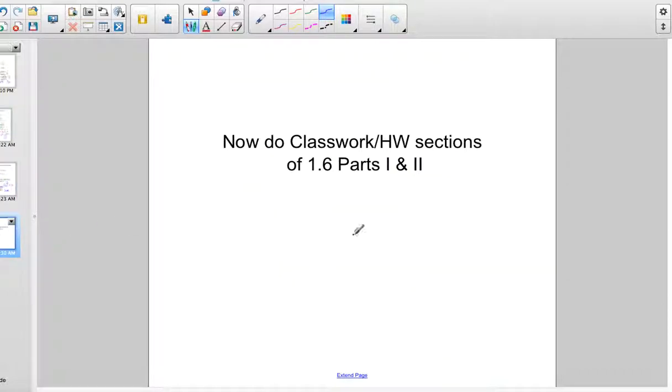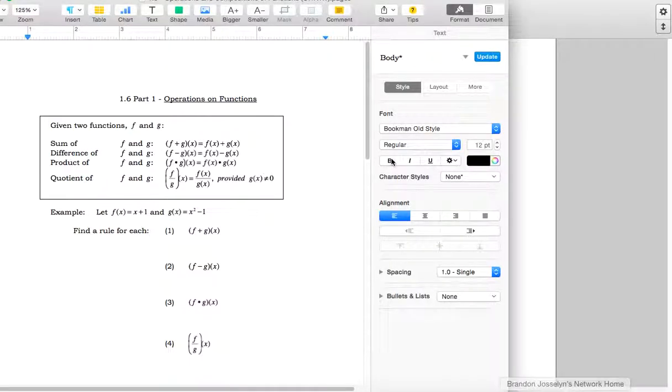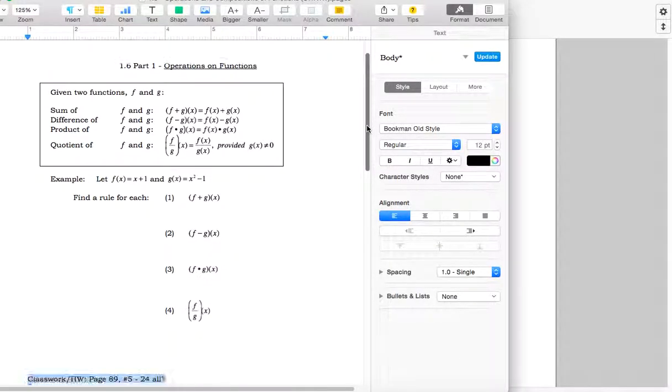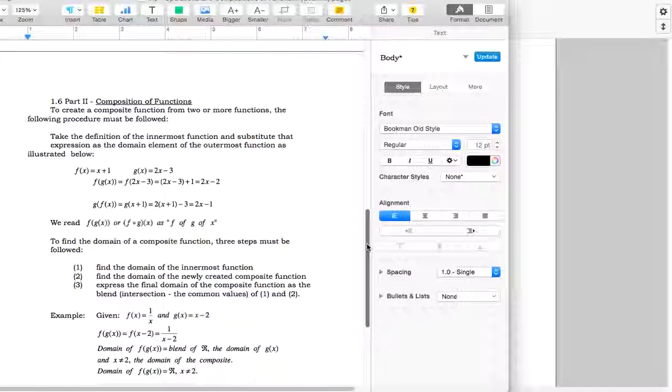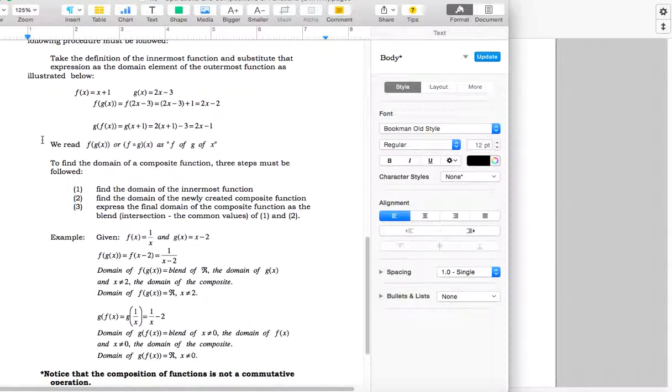And that's it. So your classwork and homework sections, that's all you're going to do for the rest of class. So you should have a good chunk of time. Again, it looks like this. So we already did this first part. So you can go ahead and do page 89, 5 through 24. And then the second part, again, we just did these.